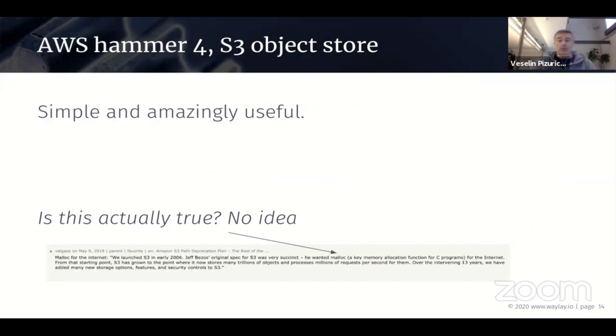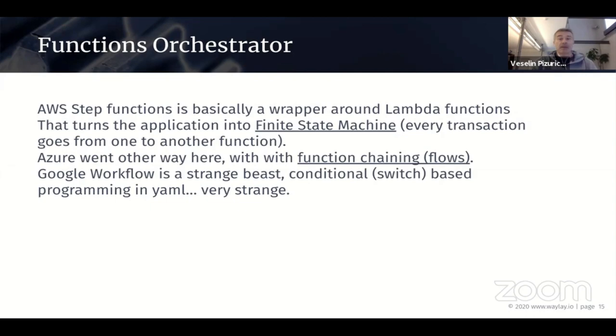Hammer four would be the object store. I really don't know who got the idea to make it, but it's just simply an amazing idea that someone figured out to put an object store there. And I tried to Google who actually got that idea. Might be true, might be not, that it was supposed to be the malloc of the cloud. And whoever did that, great stuff.